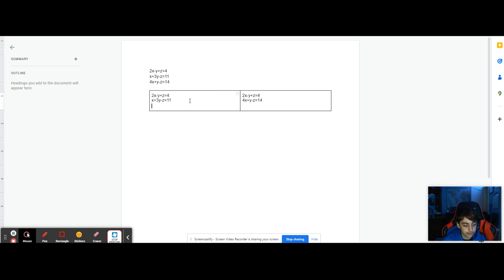So let's add them. This would be 2x plus x, that's 3x. Negative y plus 3y, that's plus 2y. The z's cancel out. And so that equals 4 plus 11, that's 15. Over here, we got 2x plus 4x, that's 6x. Would you look at that, the y's also cancel out. So 6x equals 14 plus 4, that's 18.